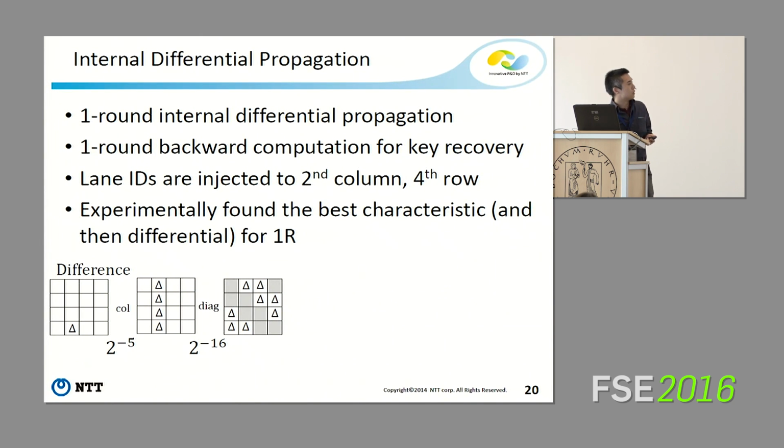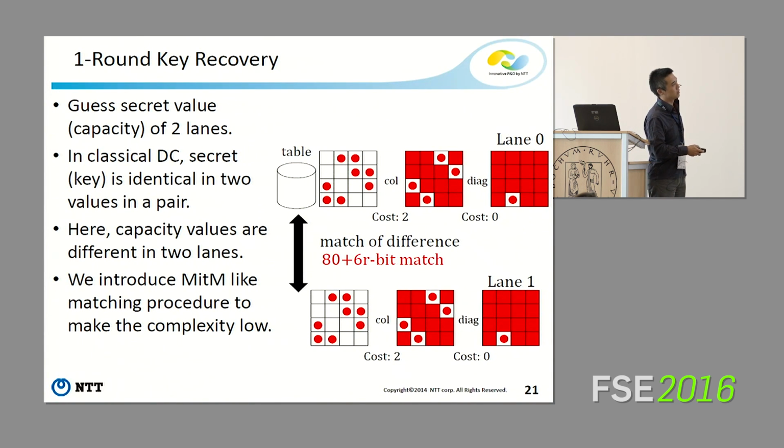Okay, then we append a key recovery for the last one round. This is lane 0, and this is lane 1. The 12 words can be observed from the key stream. Similarly to guess and determine, we guess the secret value, the capacity of 2 lanes. So 3 words are freely guessed, and 1 word is partially guessed. But we have some difficulties here.